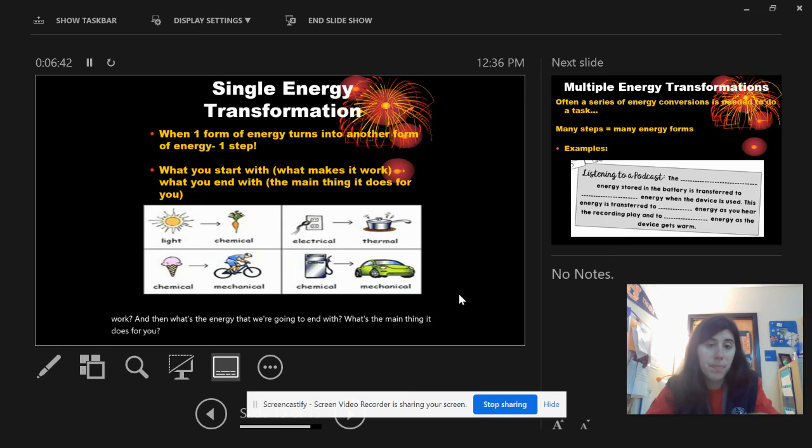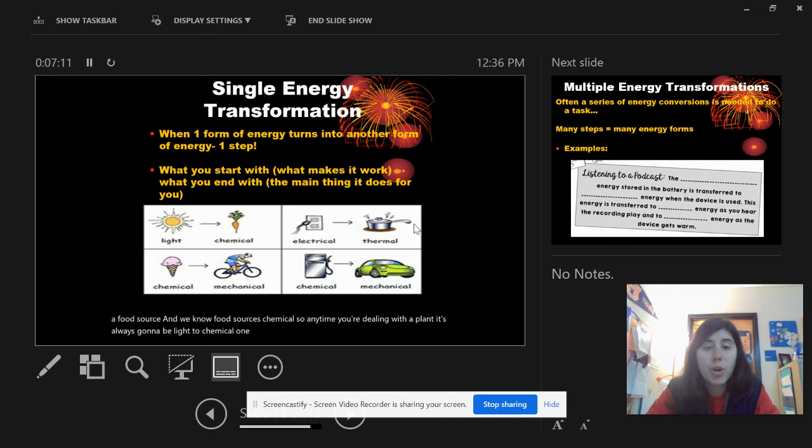So for example, this first example has a sun and it's growing a carrot. Now, carrots and all other plants require sunlight in order for them to grow because that's photosynthesis. So, the starting energy, what makes it work, is light. That light energy causes the plant to grow and it becomes a food source. And we know food source is chemical. So, anytime you're dealing with a plant, it's always going to be light to chemical, one step.